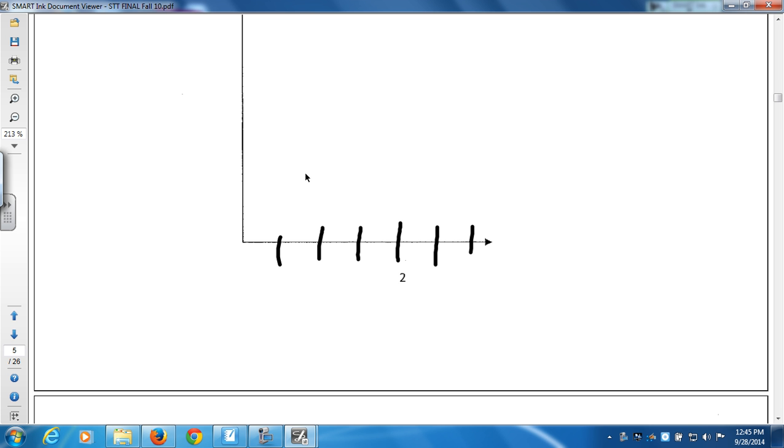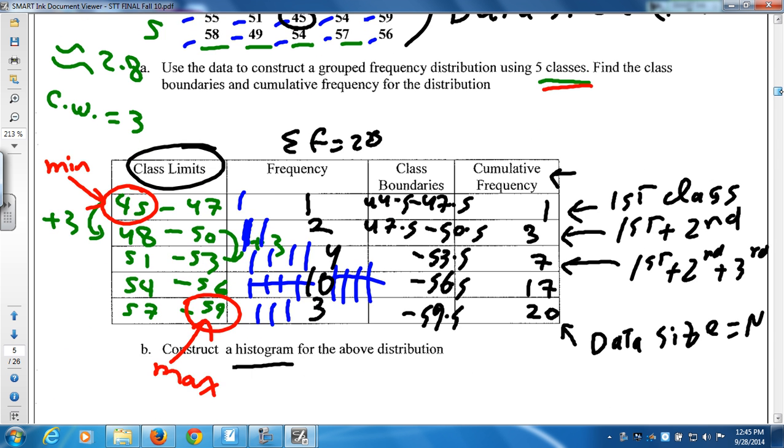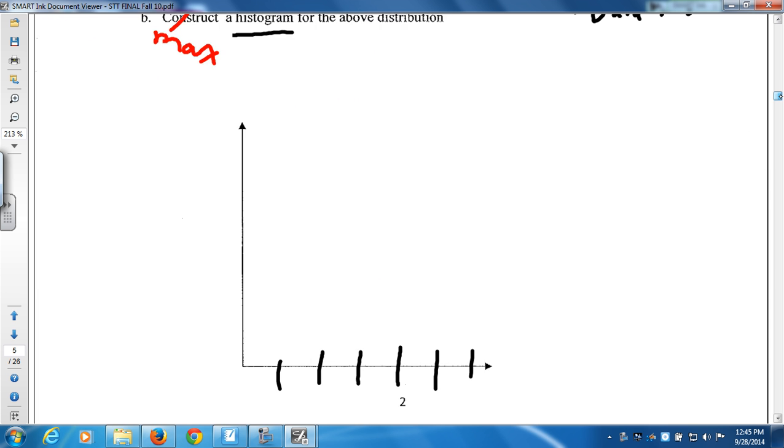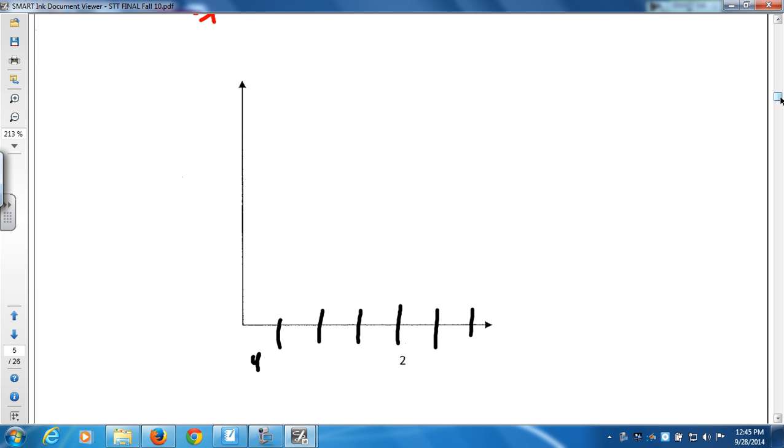Because we already calculated the boundaries, and this is the way of doing things. So the boundaries here will be from 44.5 to 47.5. So here this will be 44.5. This will be 47.5. The next one, just keep adding 3, right? So this will be 50.5, 53.5, 56.5, and 59.5. That's it. So the last value will be 59.5. Just keep adding 3.